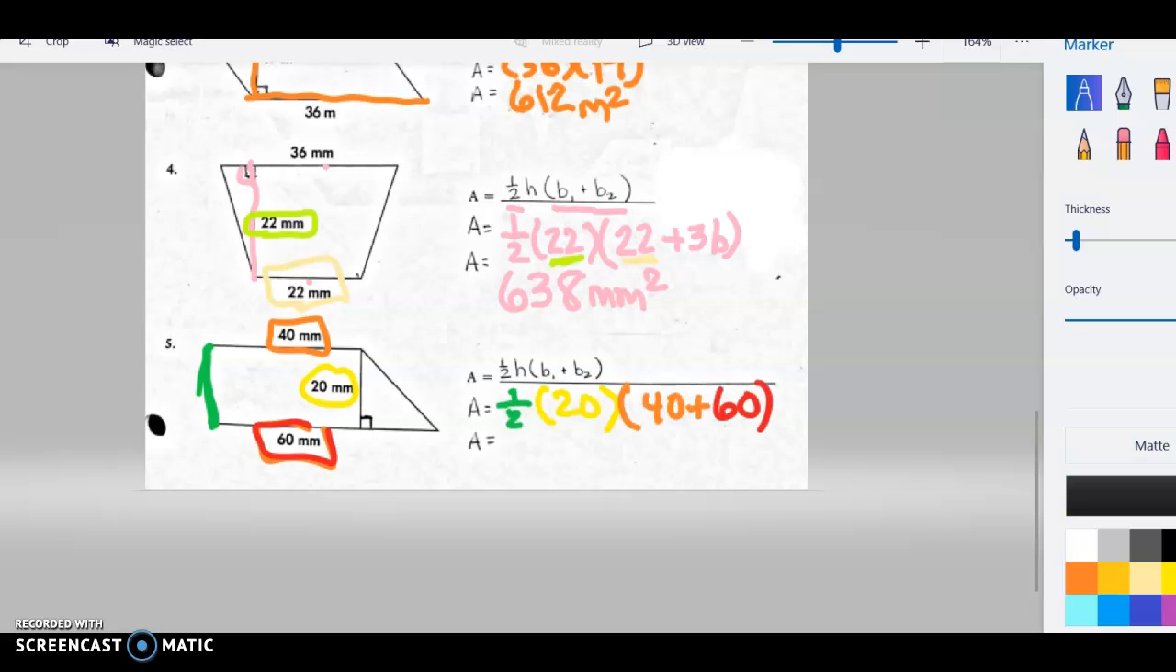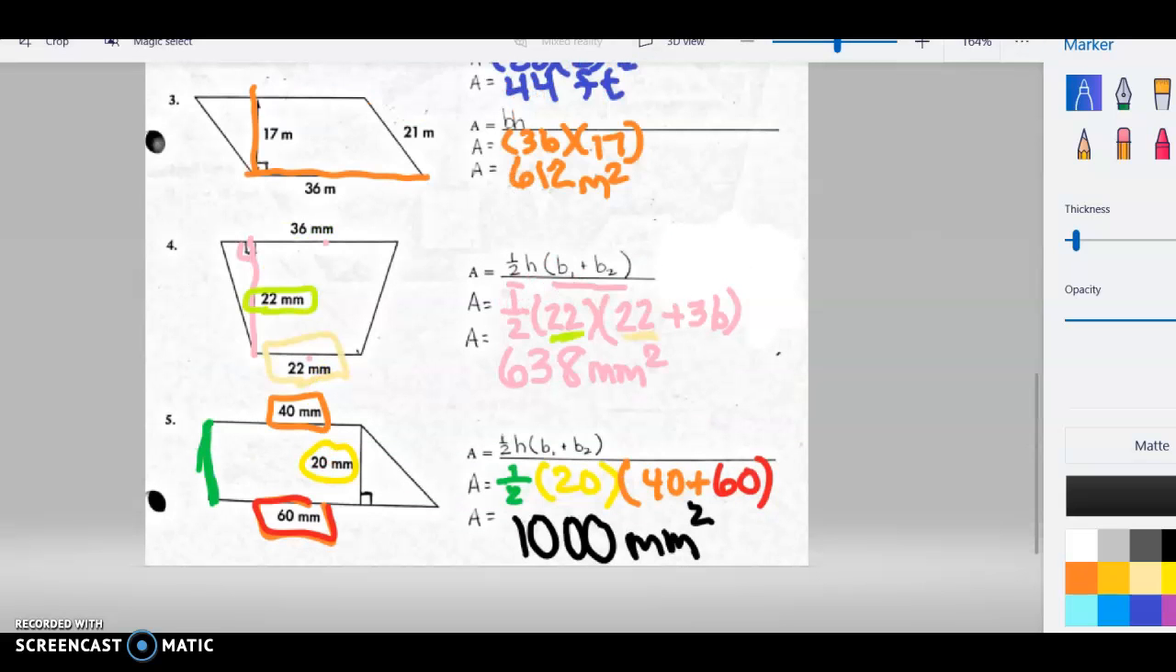So now I have my numbers filled in from the picture, and I'm going to calculate that. So 40 plus 60 is 100. That's the two bases added together. And then if I divide that by 2 or multiply that by half, I would get 50. Then 50 would be the base times the height, which is 20. And then the answer should be 1,000 millimeters squared.